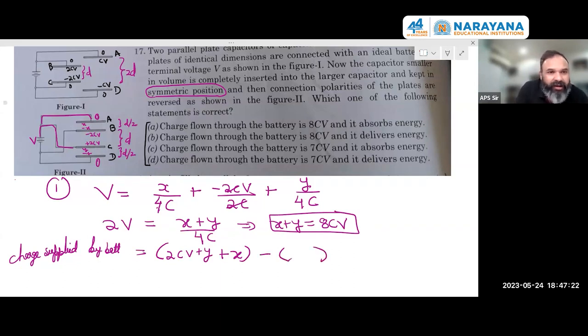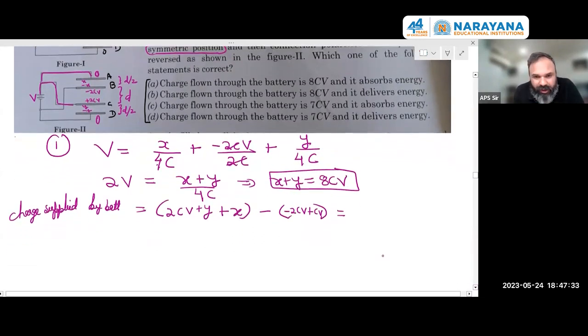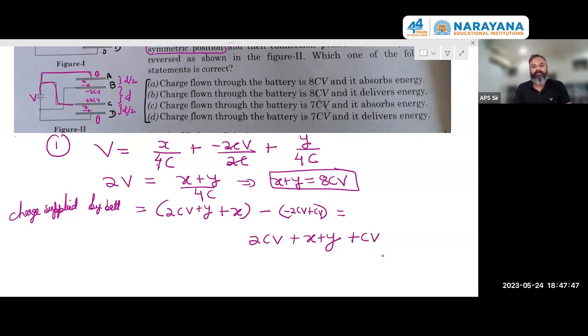Initially C and A, so C was having minus 2CV and A was having a CV. So basically what I got here, if you observe carefully, is a 2CV term, an X plus Y term, and here I've got CV minus 2CV, right? So minus CV, so plus CV term here.